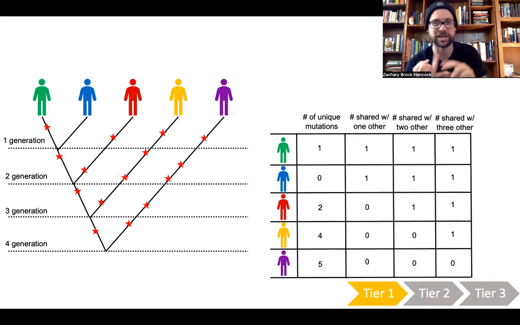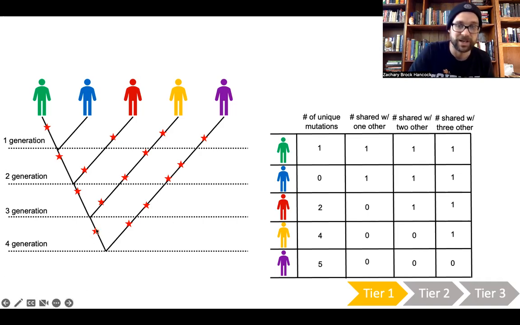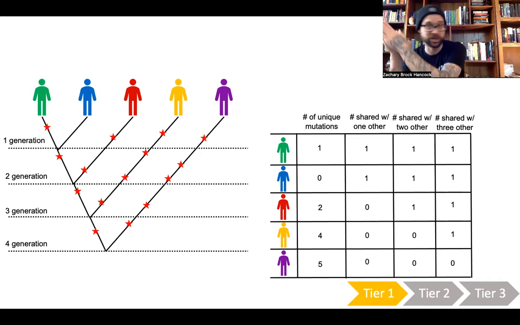No, they have no shared mutations, and they have the most unique mutations. So that tells us they are the outgroup. Next, we see that there's one mutation that is shared across green, blue, red, and yellow. That's this mutation here, right? That mutation is shared across all 4 of those individuals. So that tells us that those 4 individuals are more related to each other than they are to purple, right? Because purple has no shared mutations with any of the rest of them.